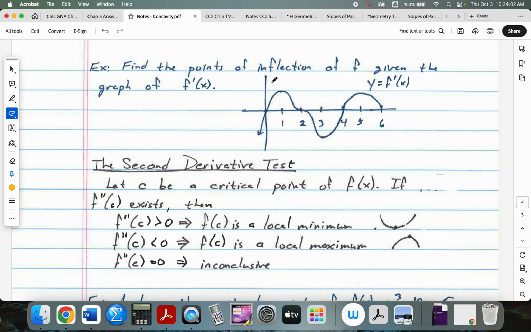So we want the points of inflection of f given the graph of f prime. Well, those are going to occur at the maximums and the minimums of f prime. Because from negative infinity to 1, f prime is increasing, which means that f is concave up.